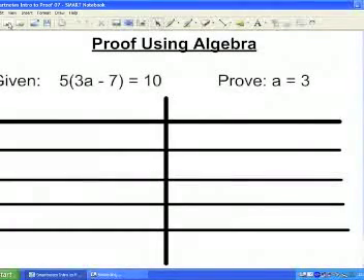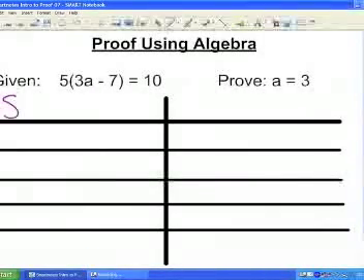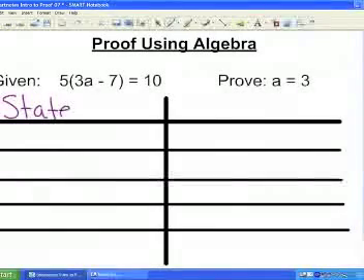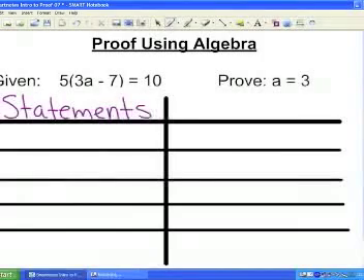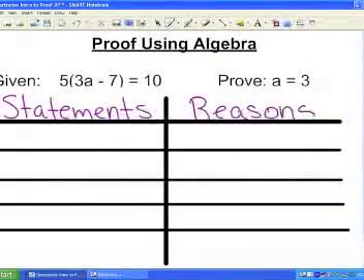When we start our proof, we start out with making our columns, and we're going to put our headings. On the left column, we're going to title those statements. The right-hand column will be our reasons. When we start a proof, we always have to be given some information, and you always have to be told what it is you're trying to prove. What you are trying to prove is going to be your very last step. It's the goal to which you're working toward.